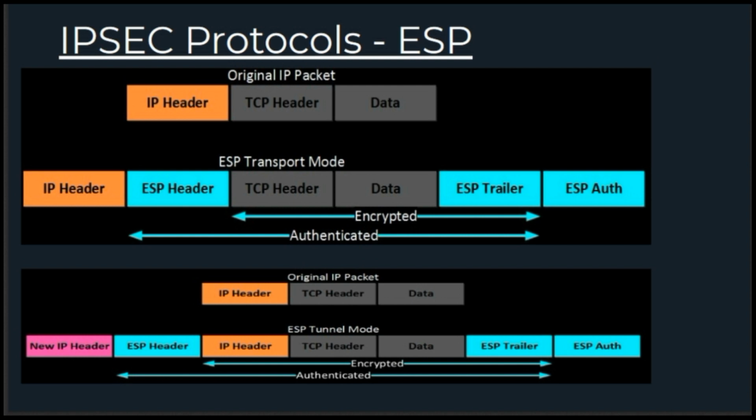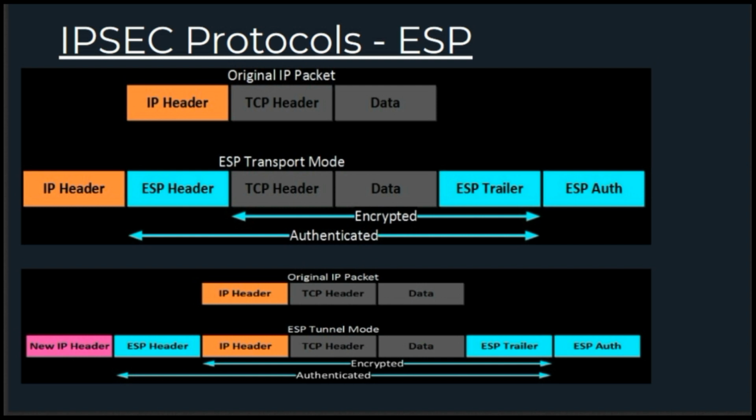ESP is the most popular choice of the two since it allows us to encrypt IP traffic. We can use it in transport mode or tunnel mode. Let's look at both. In transport mode, we use the original IP header and insert the ESP header. You can see in the image that we added the ESP header and trailer. Our transport layer and payload will be encrypted. It also offers authentication, but unlike AH, it's not for the entire IP packet.